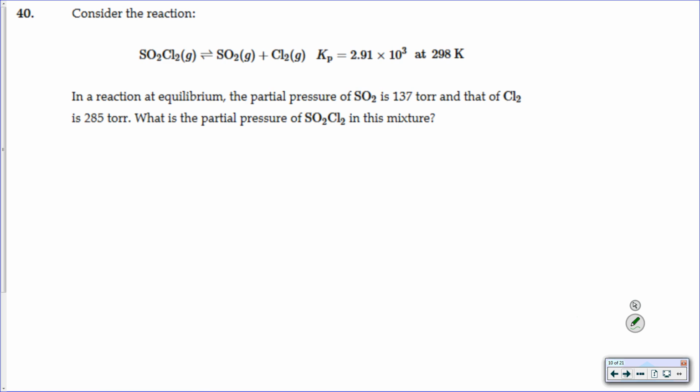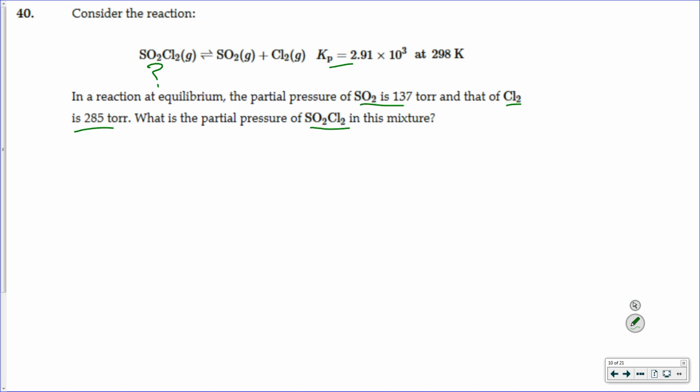Okay, so problem number 40 says we've got a reaction, we've got a K sub P. It gives me the partial pressures of two of the products in torr. So this is a product in the system, and this is a product. All right, so I know what K sub P is. What I want to know is the partial pressure of this component. This is kind of like what we did with the previous problem.